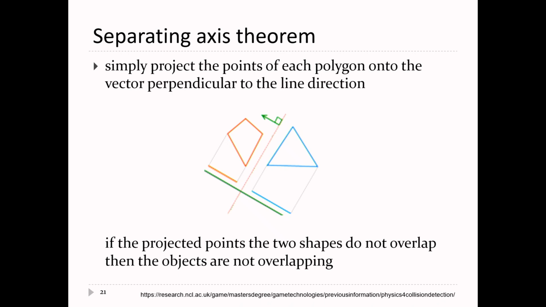You do the same thing with the other shape. You get the interval for the other shape. Now you just test if the 2 intervals overlap. And that's how you compute whether or not the two shapes overlap once you have the axis of projection. So how do you get the axis of projection?